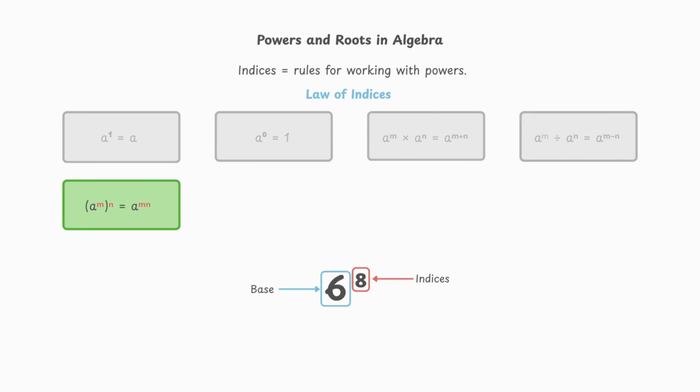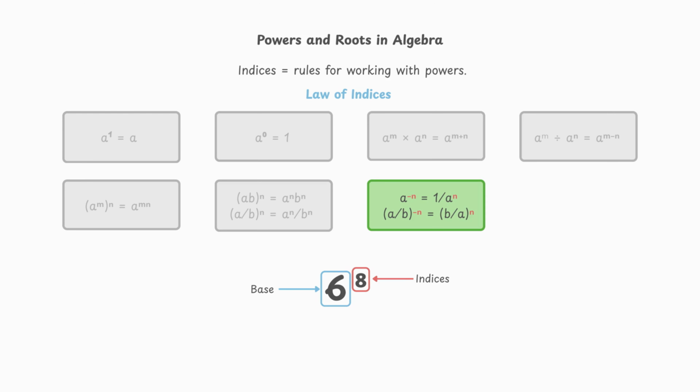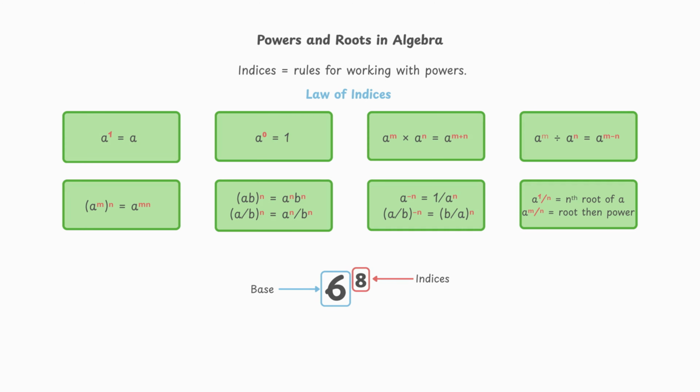When a power is raised to another power, multiply the indices. A power outside brackets also applies to every value inside the brackets. A negative index means we take the reciprocal. So a to the power of negative n becomes 1 over a to the power of n. Finally, fractional indices represent roots. A to the power of 1 over n means the nth root of a. For a to the power of m over n, take the nth root first, and then raise the result to the power of m. These index laws help us simplify algebraic expressions involving powers and roots.